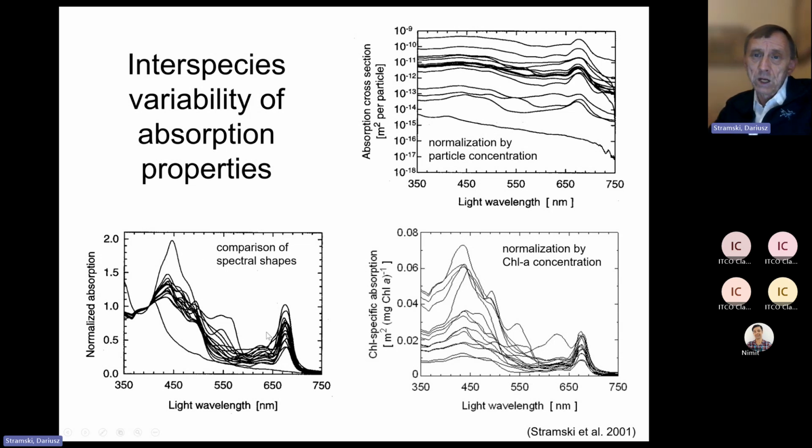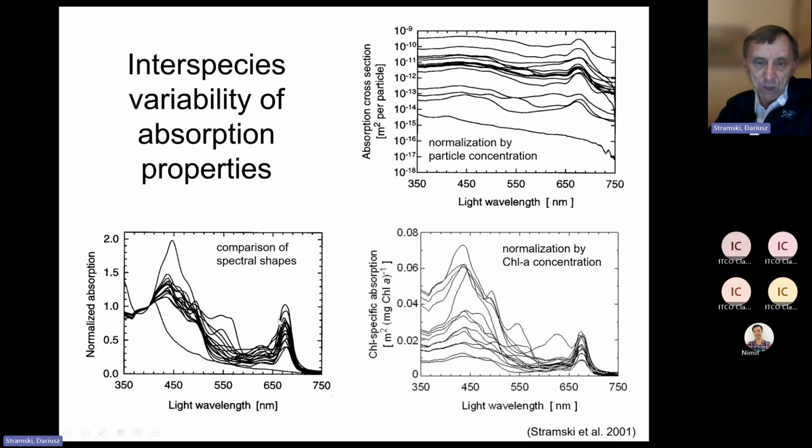Now, if we look at the very same data, but normalize them so we can compare the spectral shapes, you can see very large interspecies variability in spectral shapes. This one smooth curve here, which shows one maximum around 410 nanometers, is heterotrophic bacteria. They have no photosynthetic pigments, but they have a noticeable peak around 410, which is associated with respiratory pigment cytochromes.